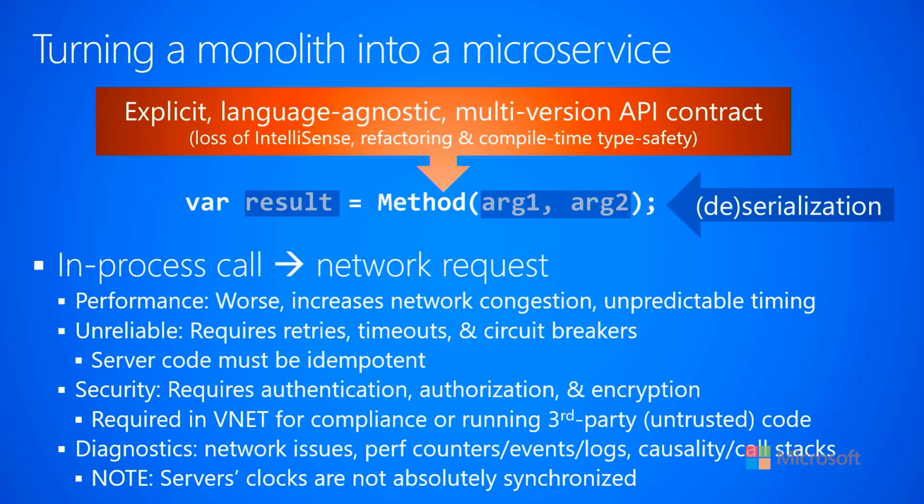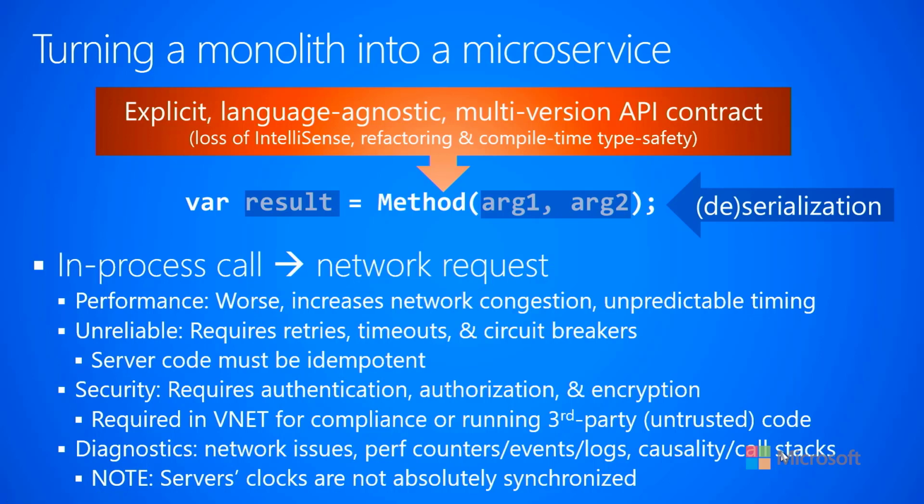And sometimes if you're running third-party code that you may not trust within the same cluster, you may need to turn this on. And then the last thing I have here is related to diagnostics. You're going to have networking issues now, which you didn't have before. So what if something goes wrong with the network? You're going to have performance counters, event entries, logging that happens now, causality information, call stacks. The call stack now crosses over a network wire.